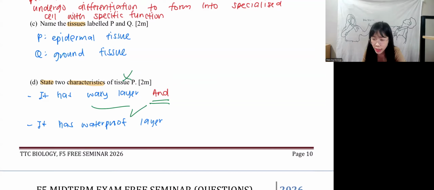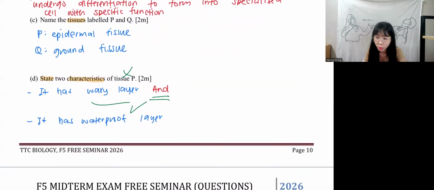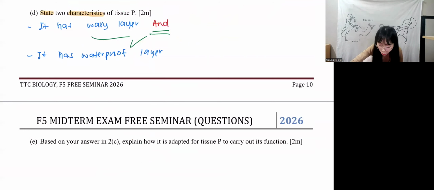I thought cuticle only leaf had, but the stem also has cuticle, because they want to prevent excess water loss on the stem. Only the root doesn't have cuticle. So the cuticle is for leaf and stem. Is there any other answer for this question? No, it's only these two: waxy layer and waterproof, yeah? So remember, don't choose to write "and" all the way. Just put it into different sentences.